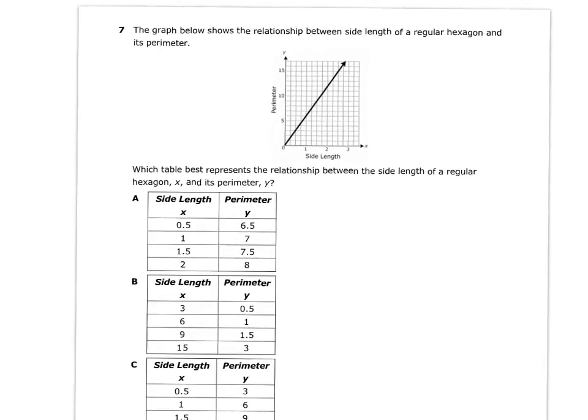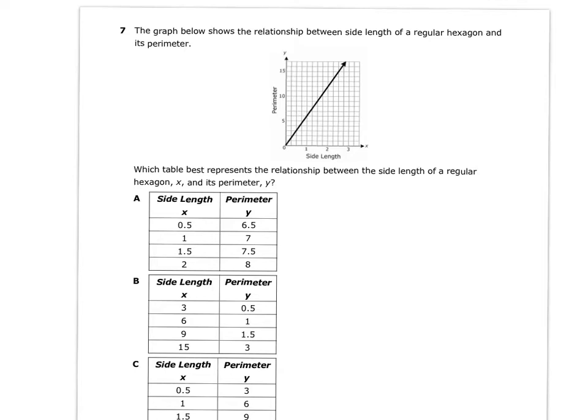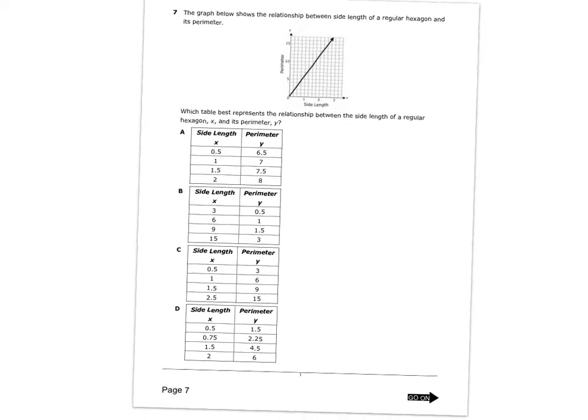The graph below shows the relationship between side lengths of a regular hexagon and its perimeter. Which table best represents the relationship between the side length of a regular hexagon X and its perimeter Y?